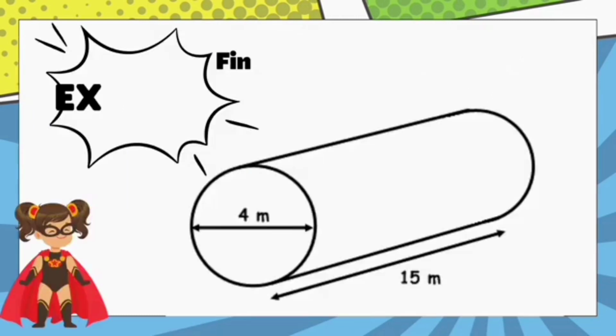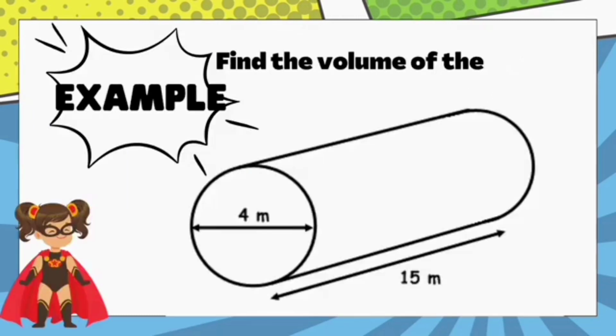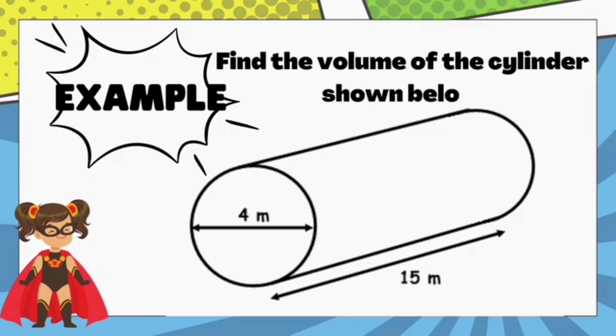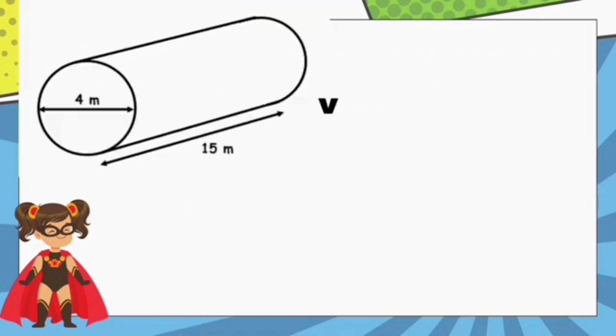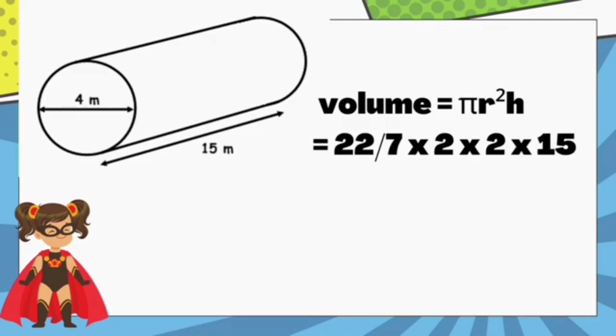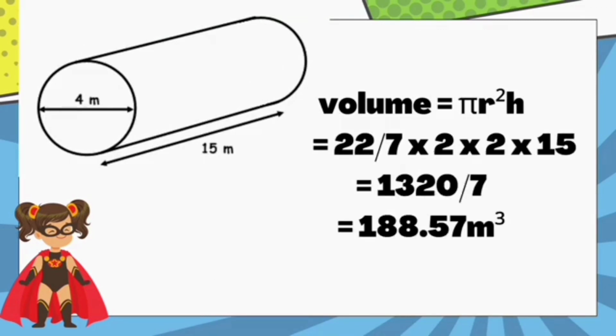In our next example, let's find the volume of a cylinder having a diameter of 4 meters and a height of 15 meters. The formula for the volume of a cylinder is pi radius squared height. Here, pi is 22/7 and the radius is half of the diameter, which is 2 meters. From calculation, the volume is 188.57 meters cube.